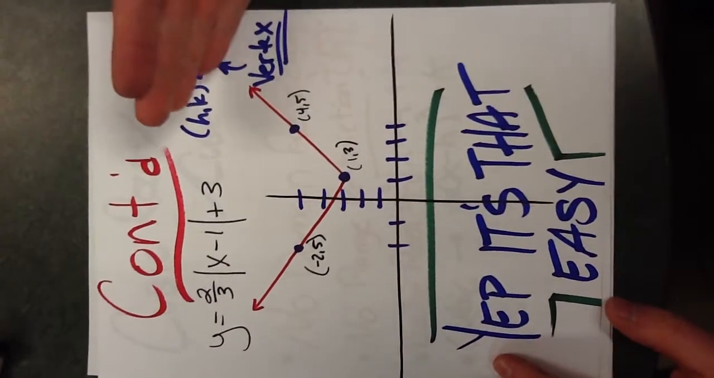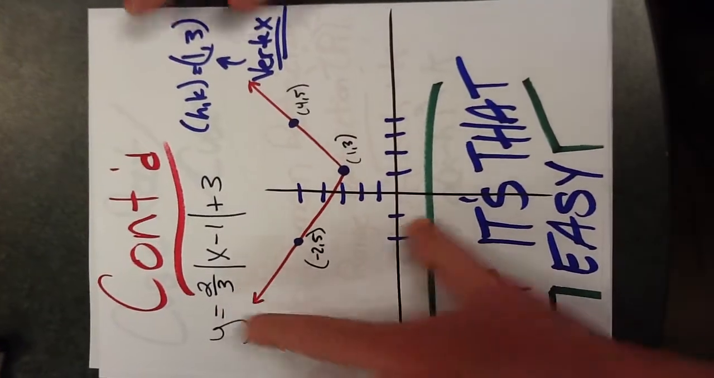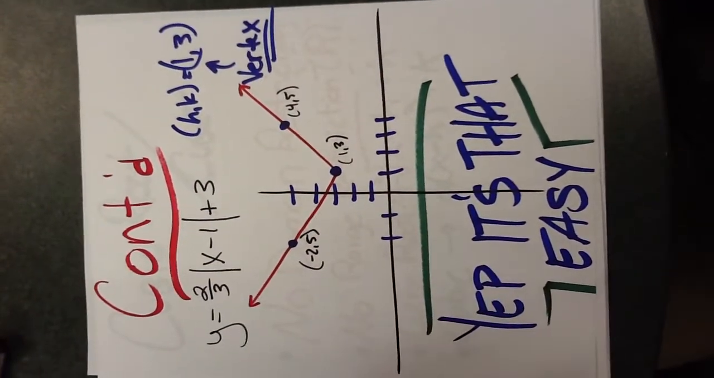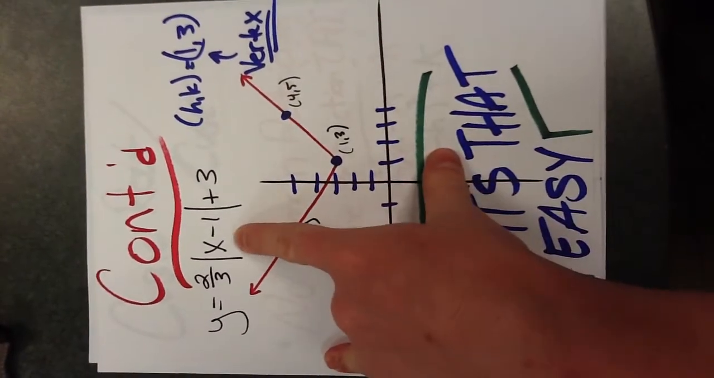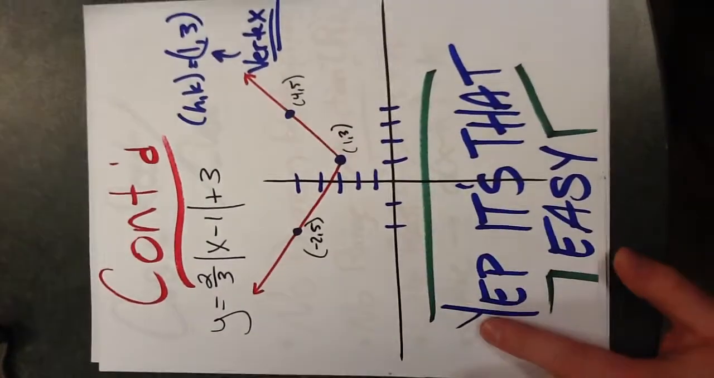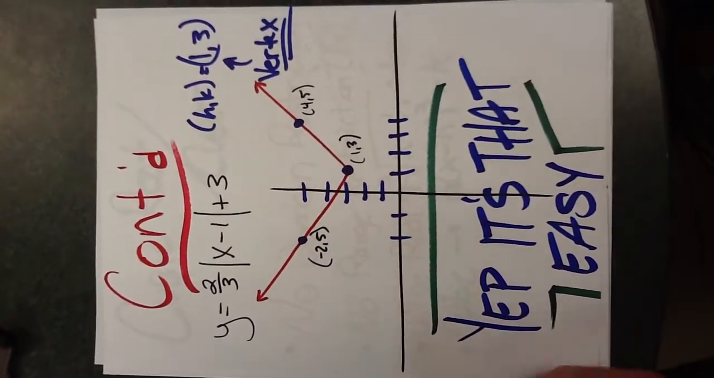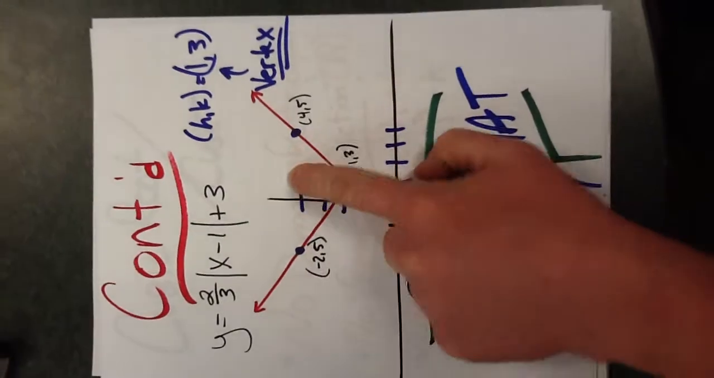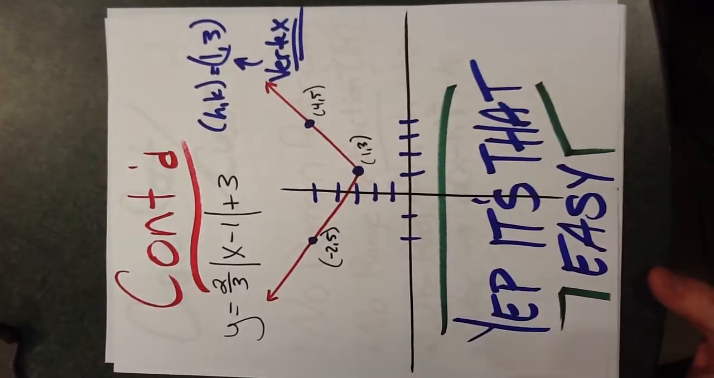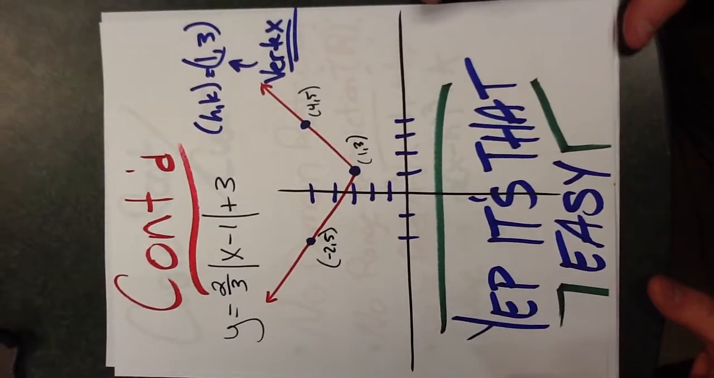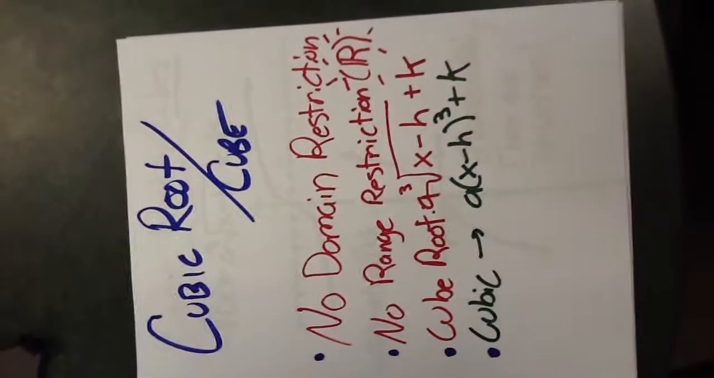Continued. If I have absolute value, y equals 2/3. Remember, 2/3 is a proper fraction. It does something in particular when it's proper. Absolute value of x minus 1 plus 3. (h, k) is (1, 3). That's our vertex. V for vertex. And we go up 2 to the right 3. And then we go up 2 to the left 3. Okay? Next one. It's that easy. It's that easy, yes. Continue.